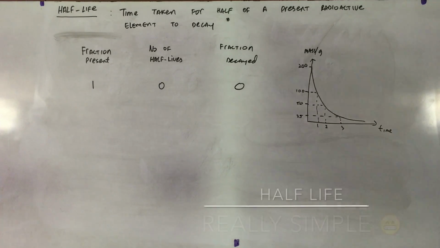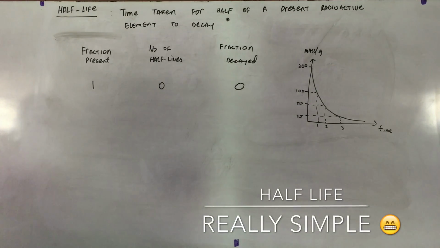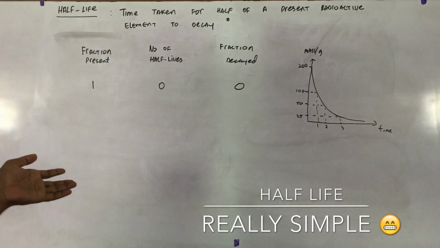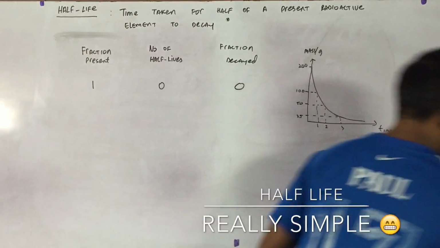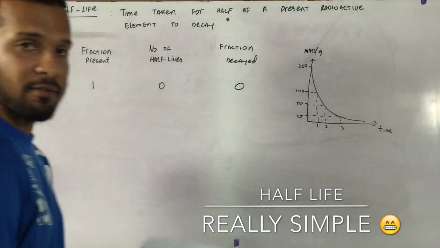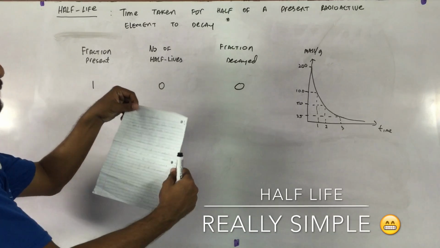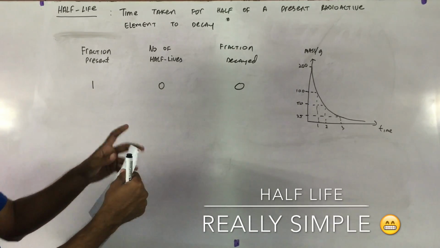So we continue with radioactivity. Now we look at half-life. What is half-life? Half-life is simply the time taken for half of a present element to decay. So what it is, this: if this is the element, the time it takes to go from the whole to half of the element.